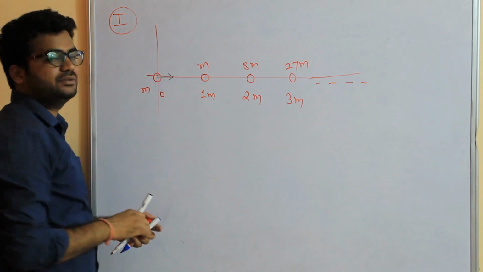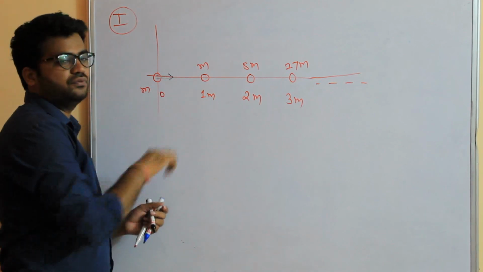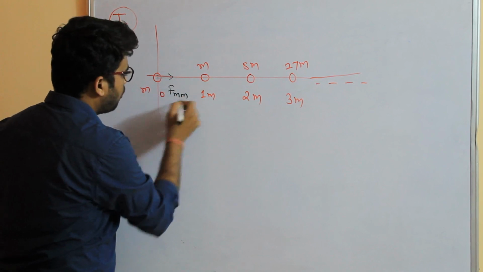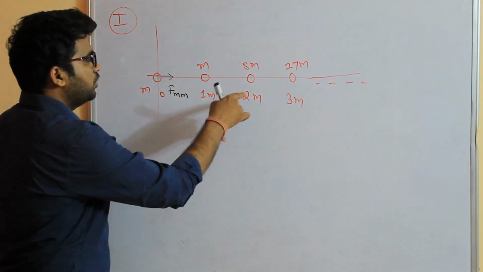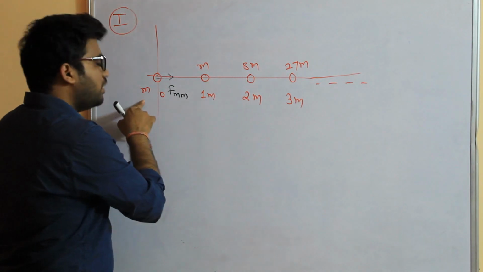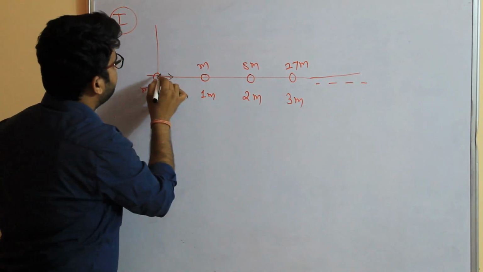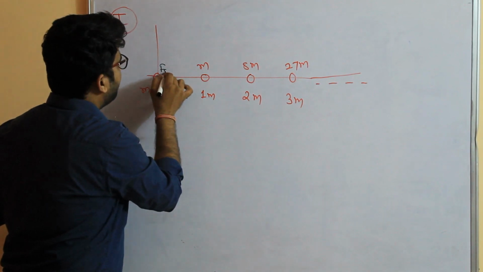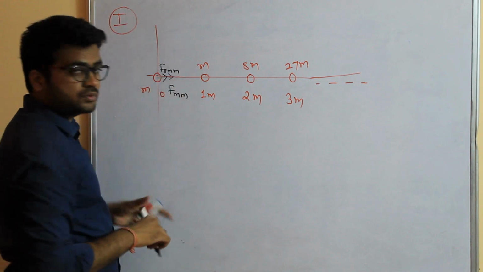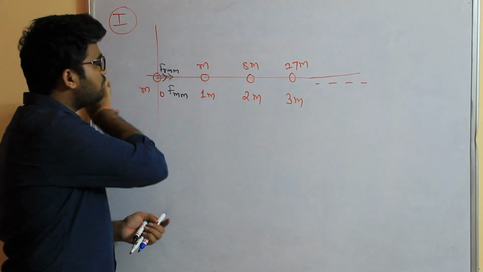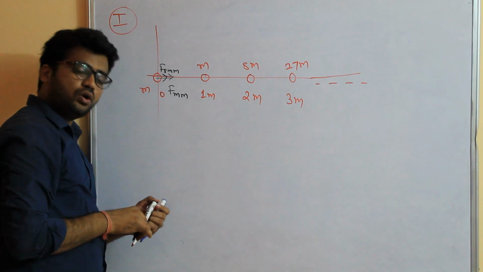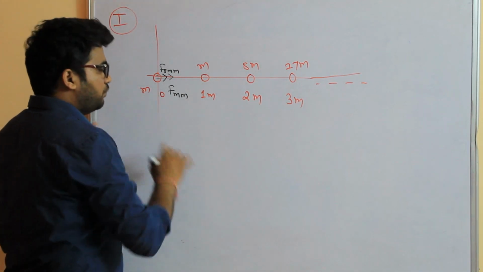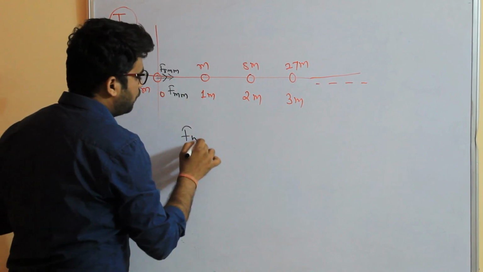As we know, gravitational force is a central force, right? So the force of attraction due to m on small m is along this line. Due to 8m on m is on this line only. Likewise, all the forces will be in the same direction. As all the forces are in the same direction, we can add the net force.